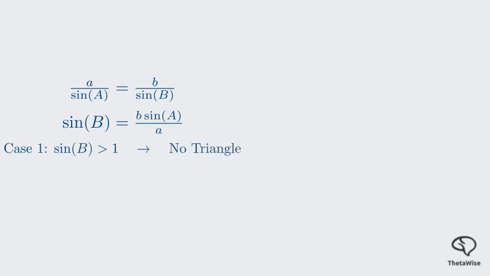First, if the value of sine B is greater than 1, there is no triangle. Remember, the sine of any angle can never be greater than 1. So if your calculation gives you a value like 1.2, you know there's no solution.